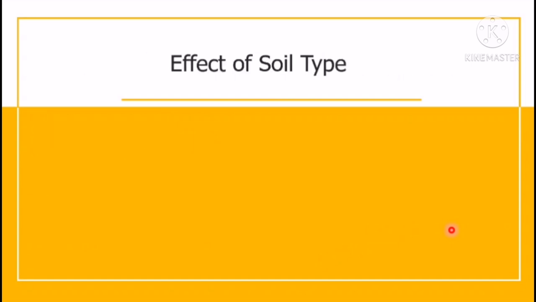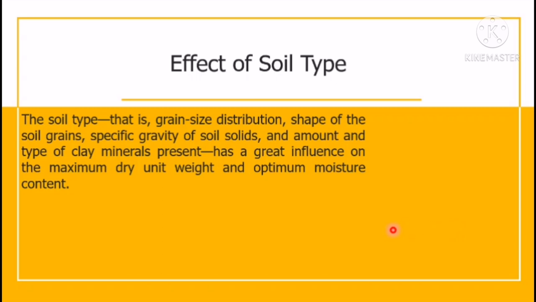So, in effect of soil type, the soil type, that is grain size distribution, shape of the soil grains, specific gravity of soil solids, and amount of and type of clay materials present has a great influence on the maximum dry unit weight and optimum moisture content. Class, depende din sa ating soil type yung ating compaction. Halimbawa, mas madaling i-compact ang clays at silts kesa sa gravel and sand.